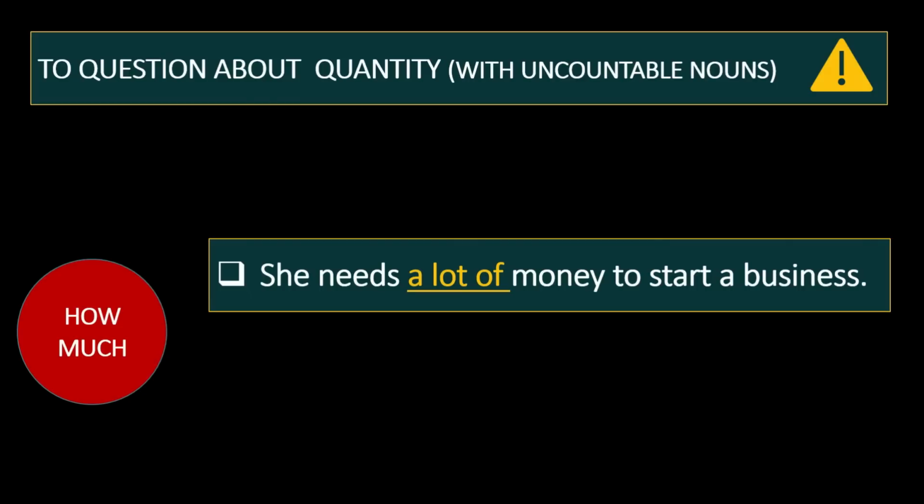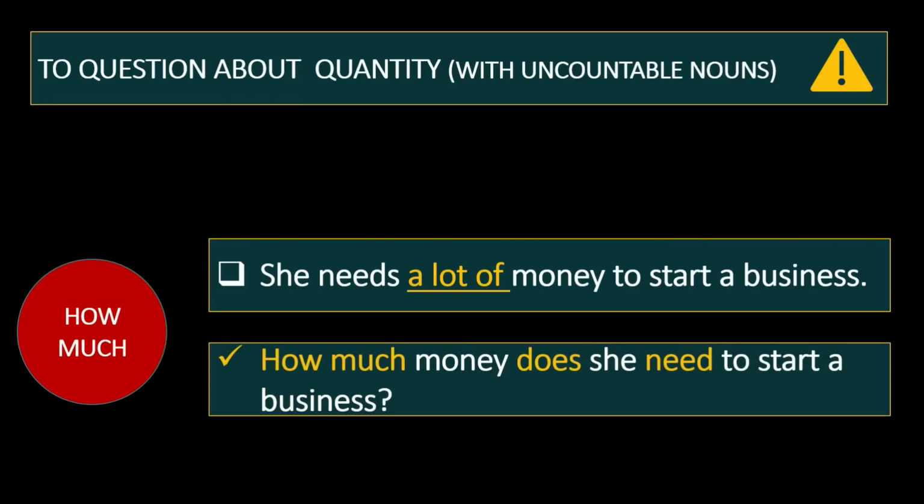Now, how can you ask a question? How much money does she need to start a business? How much money? So you can use how much and add money here, because that is not underlined, we have to use it. How much money does she need? Needs, we learned it in the first part. Needs is verb 1 plus s. It can be divided into does and need. You can put the subject between them. Now, how much money does she need to start a business?